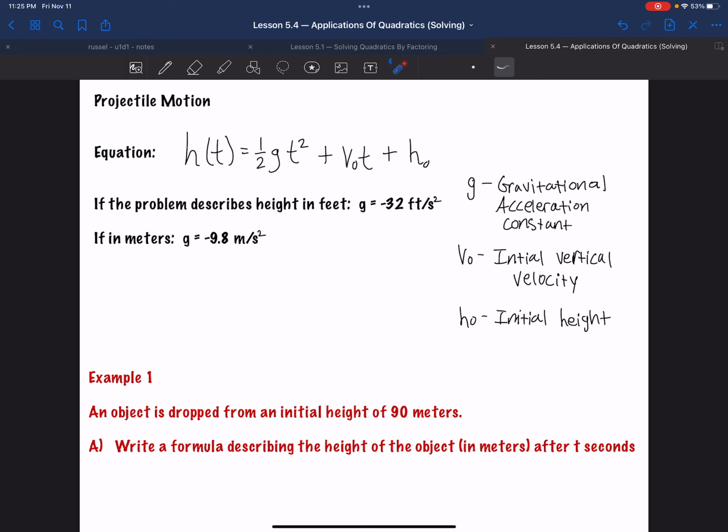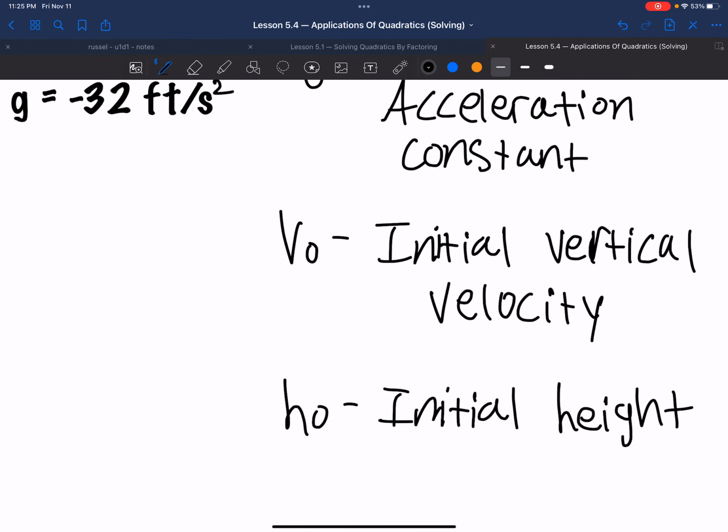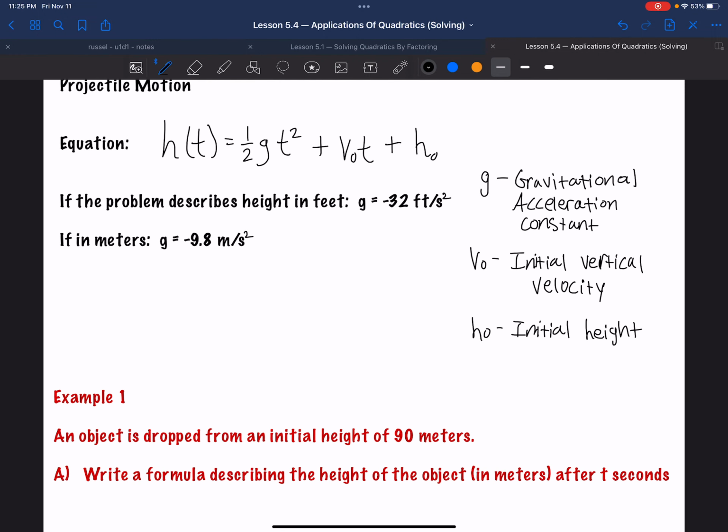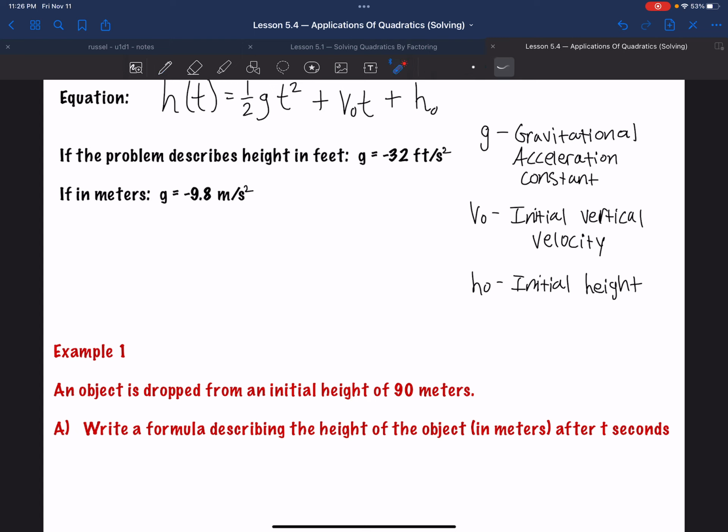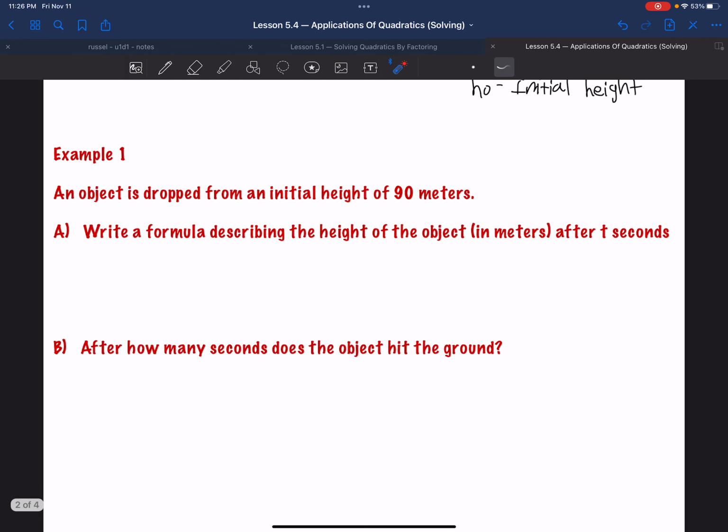V naught is initial vertical velocity. I notice now I have a little typo. There we go. Initial vertical velocity, meaning how fast is it going up or down the instant it's launched, right? The instant it is released from your hand or from some propellant of some sort, that's what v naught is. And then lastly, h naught is your initial height, meaning how high above the ground did it start at, right? That's what those things mean. And typically, just so you know, in math, like a sub 0, a naught, that little naught that we use usually indicates initial. So it's kind of a takeaway there, if you didn't know.